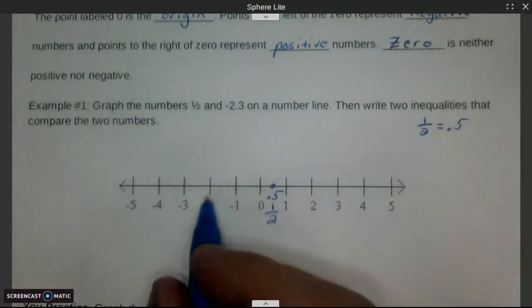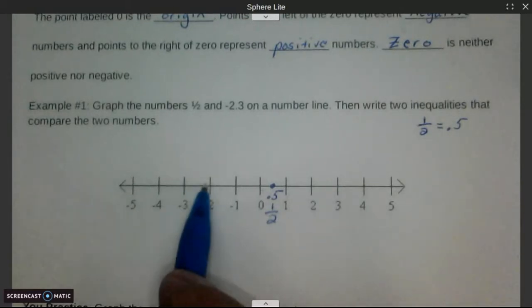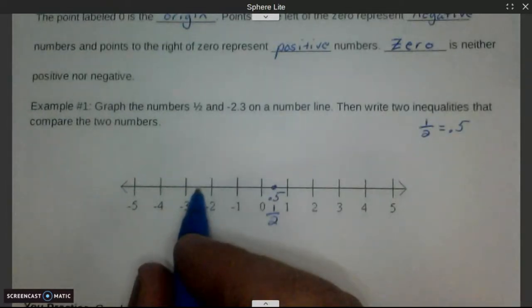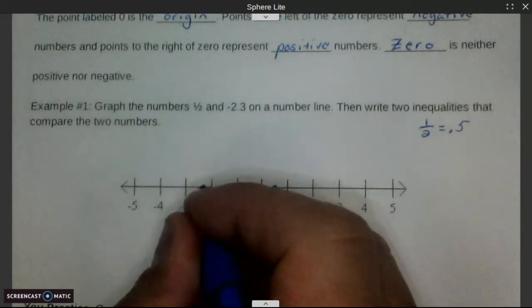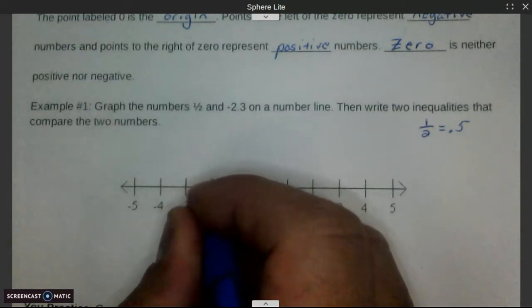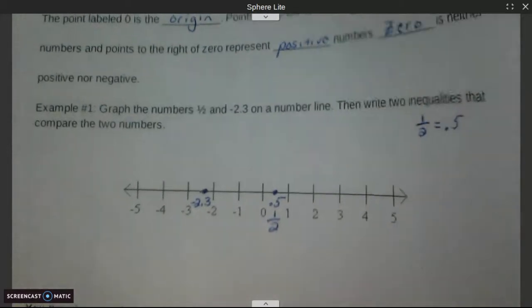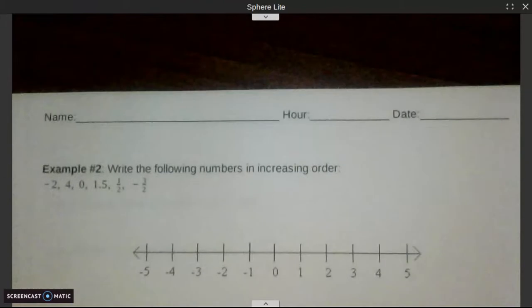Next, I want to take negative 2.3. A lot of people think, oh, it should go right here. Well, remember, since it's less than negative 2, it's between negative 2 and negative 3. If you imagine this is halfway, 2.3 is going to be somewhere in between there. So we're going to say it's right there, and of course, we're going to label it as negative 2.3. All right, go ahead and try the practice, and then if you need to, check with Mr. Wachowski for the correct answer.